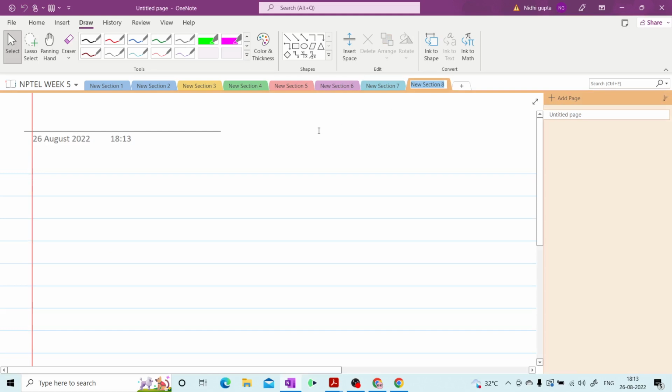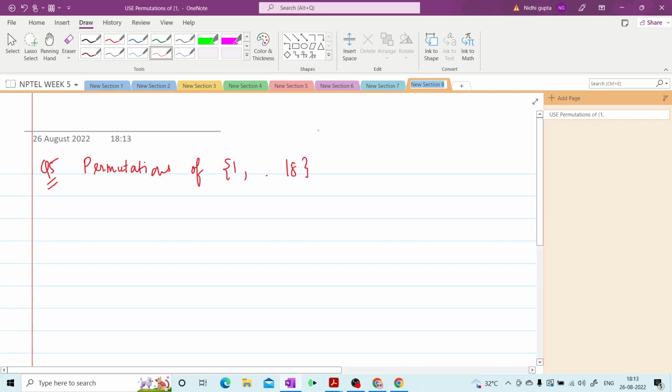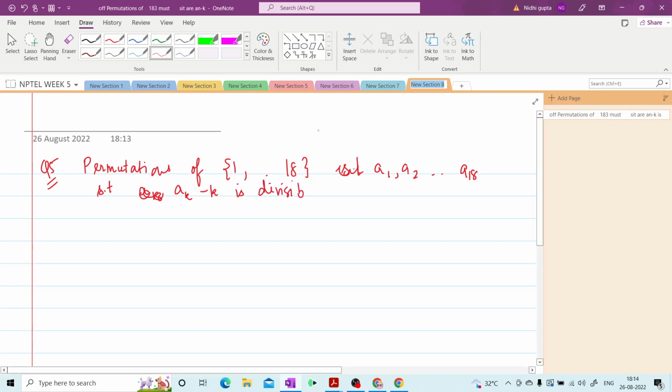Now the next question that you had a problem with was question 5, which is basically permutations of 18 elements, 1 till 18. You have to count permutations A1 to A18 such that Ak minus k is divisible by 3, right? Yes, this is the question. Did you try this? Yeah, I tried actually.